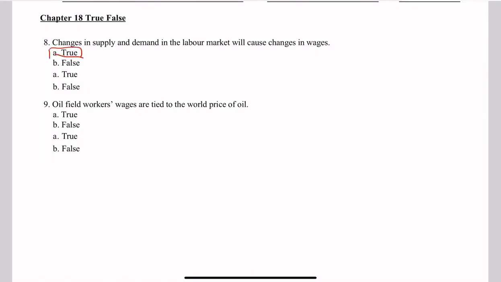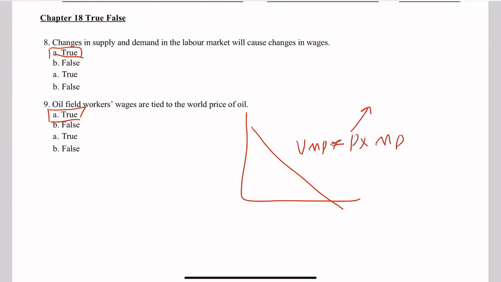Okay, the last one. Oil field workers' wages are tied to the world price of oil. This one is definitely true, because we learned several factors which could affect the demand curve for labor. And we know that one of the three factors is the price of the final product, because if the demand curve is determined by the value of the marginal product, then if the final product price increases, the value of marginal product will increase. So we will have to move the demand curve upward. So basically you can see that the demand curve for the labor will move. And then if we have a supply curve like this, you can see that, of course, the wage will change.